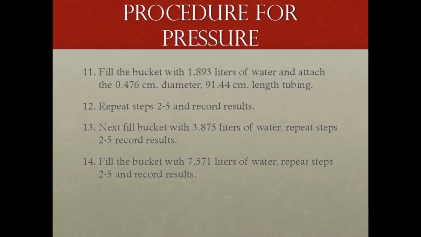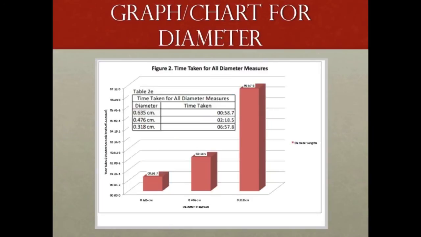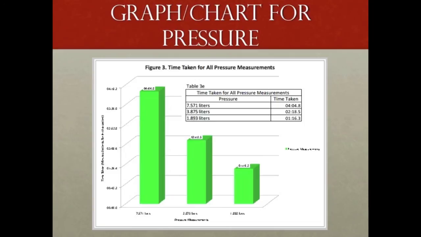Similar to the previous procedures, but this time use 3 different water levels, with the same valve and tube. This is the graph and chart for the length test. This is the graph and chart for the diameter test. This is the graph and chart for the pressure test.